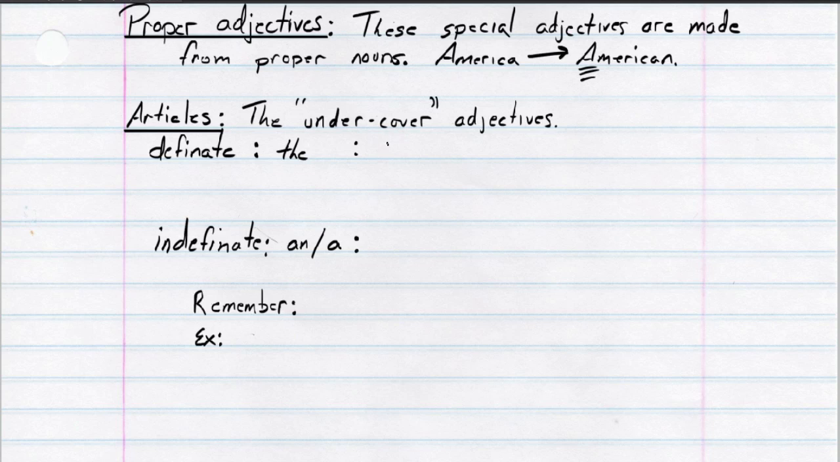So, for example, for a definite article, give me the pen. Okay? We know that pen is a noun. I'm going to put the abbreviation N, for noun, right underneath the word pen. And the is telling me which one. The pen. So this is an adjective.